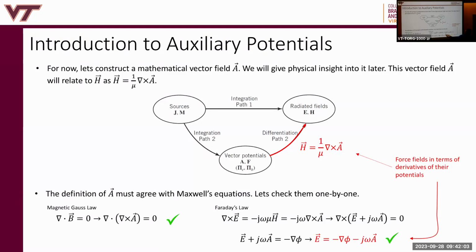So that means, because any curl is a vector field, it is also the gradient of some scalar field, right? This is a conservative vector field. Then we can say that E plus j omega A is minus the gradient of phi. It's a common operation. So minus phi, we can solve for E. E has to equal minus the gradient of phi minus j omega A.